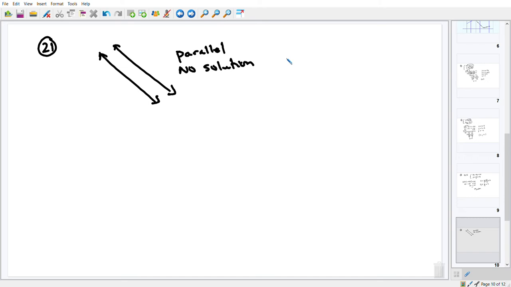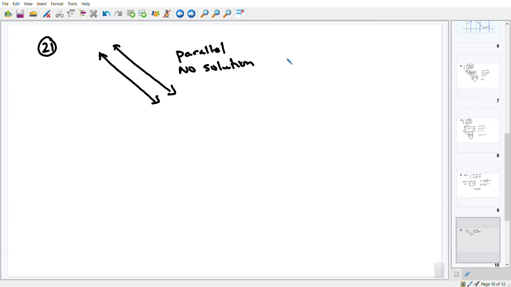So looking at the choices, I know that line 1 is going downhill, right? So shouldn't line 2 also be going downhill? So that means I can cross off answer A, because it says y equals 2x. So my choice is B or C. What do you notice about answer C? It's the same, right? But the exact same lines, that's called infinitely many solutions. So it's not C. So our answer is B.